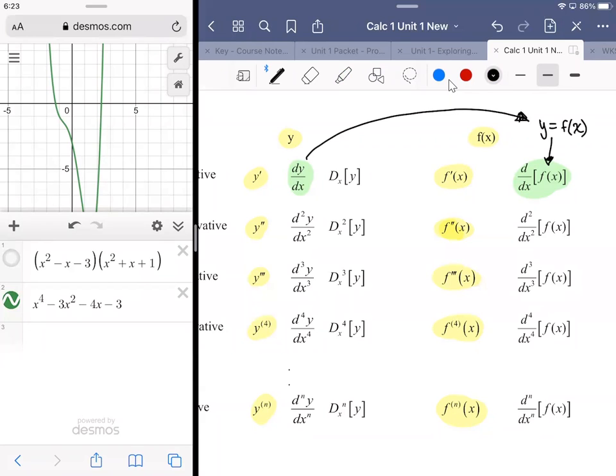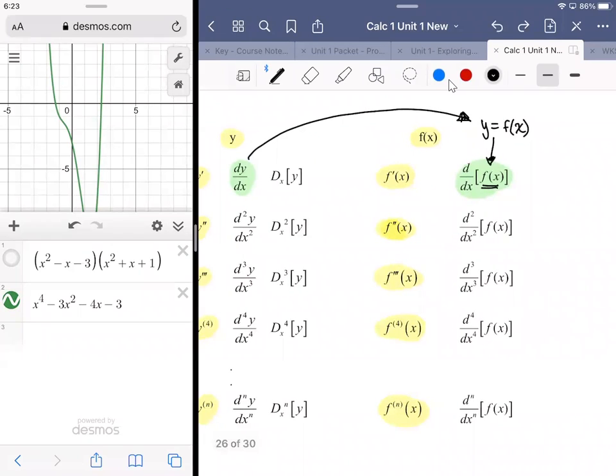Okay? Because if I were to swap out this f of x for a y, it would be dy dx. That gets a little messy, so get rid of that. But that's really what it would be. I could just jot that off on the side. It would be d dx of y, which is the same as dy dx. That's what we were talking about a few classes ago.